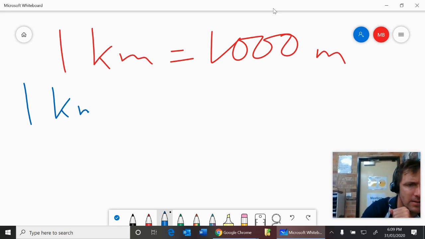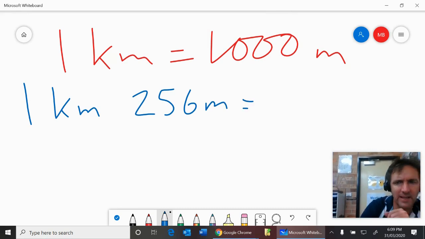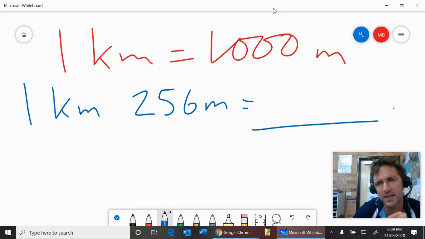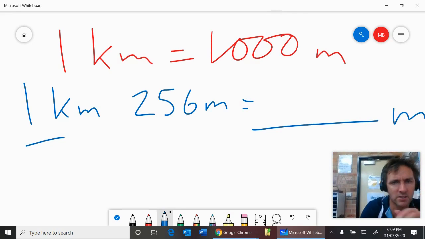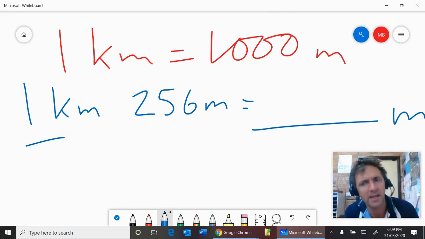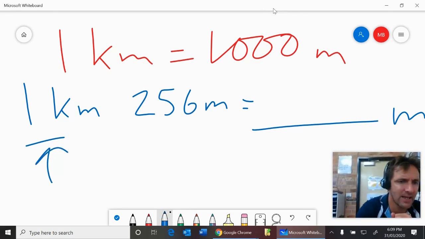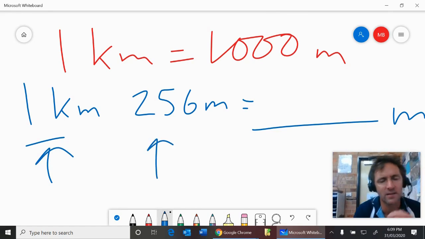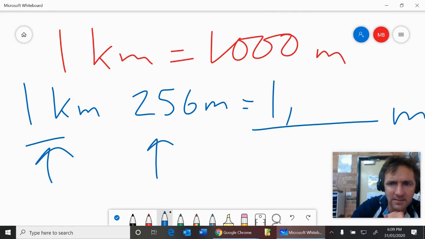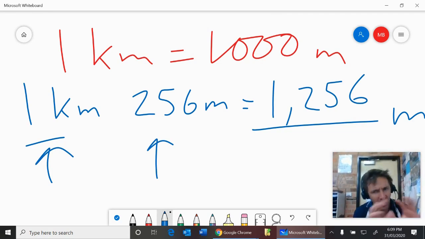1 kilometre and 256 metres equals. Okay, that's getting a little bit more complex in metres, because you've got this one here, which is going to be 1,000, but then you're going to have to add the 1,000 to this figure here. So 1 kilometre and 256 metres equals 1,256 metres. I wonder if you understand that. Let's do another one.